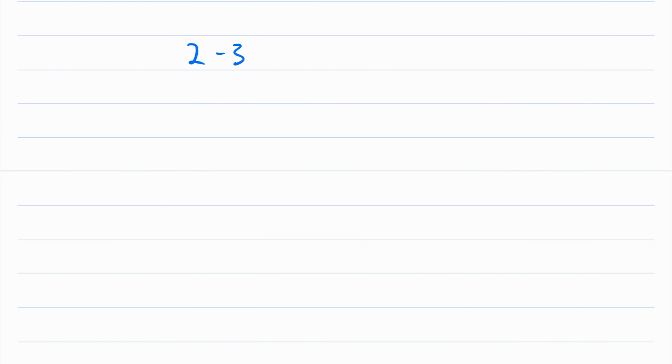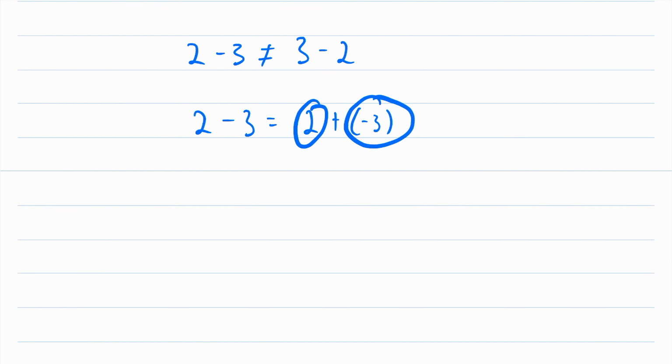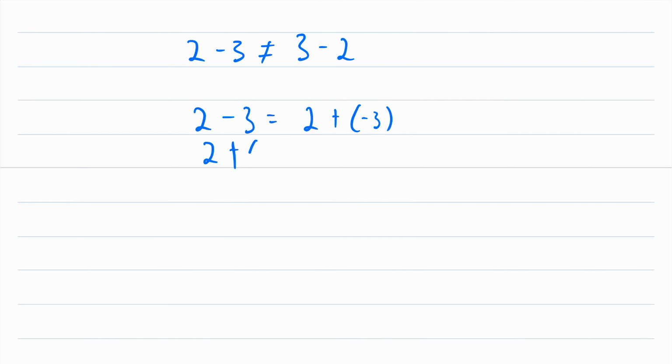While 2 minus 3 is not equal to 3 minus 2, we can treat subtraction as the addition of a negative. So we could write 2 minus 3 as 2 plus -3. And addition is commutative, so now we could commute these two numbers. So by that, I mean that 2 plus -3 is equal to -3 plus 2.